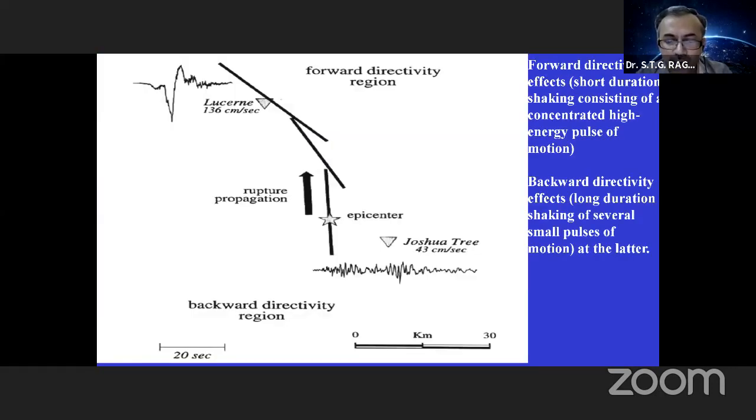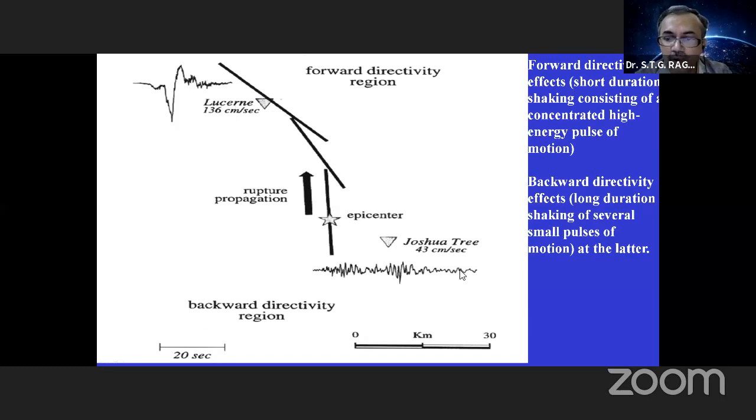I'm just showing you one famous earthquake, I think an earthquake in the US. You can see this is a fault. You have a station here, Joshua Tree, and there is one more station here, Lucerne. The earthquake epicenter was here, and rupture started from here and went in this direction towards the Lucerne station.